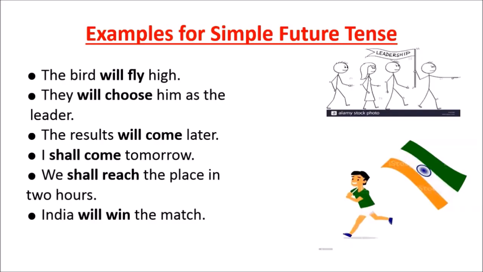So look at the next example. India will win the match. So someone is telling it very sure. Okay, India will win the match. So someone is believing that India will win the match. That's why it is said that India will win the match. So it is for sure. Clear? Yes.